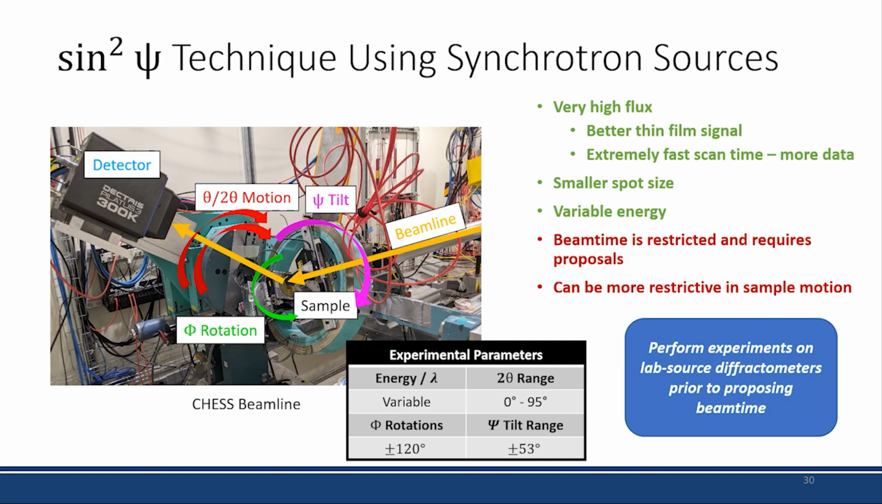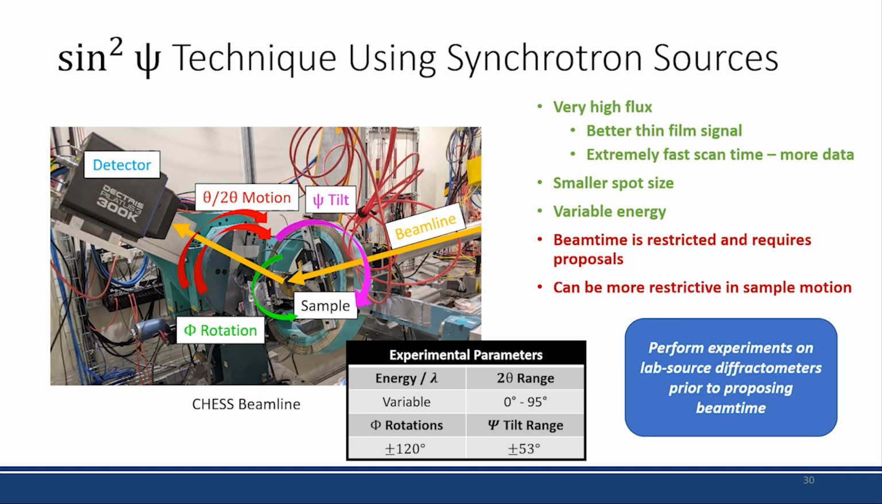Some big disadvantages of this, though, of course, is that beam times are restrictive. They're far away from where we are. They can be difficult to get time on. You need to write a proposal. And just from experience, I'll tell you that it takes some time to build a relationship with beamline scientists. If you're interested in doing that, I would recommend reaching out to them, explaining what you want to do. I would also definitely use the lab source GIXRD tools here first so that you have a proof of concept of your experiment. That's an important part.